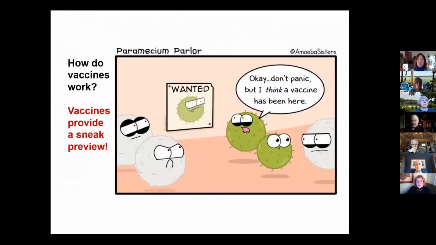I like this cartoon because I think it's a good example of explaining how vaccines work, because vaccines provide a sneak preview. There's a wanted poster showing an image of the SARS-CoV-2 so that the white blood cells already know what this virus looks like, so that when it first is introduced into the body, the white blood cells, the antibodies, they've already recognized it and they can go to work immediately.